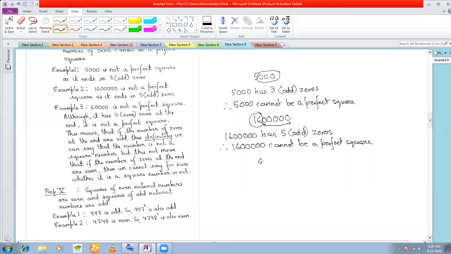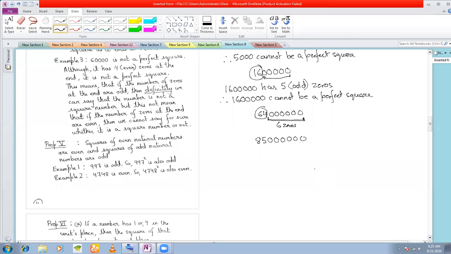What about this number? Can you tell me whether this is a perfect square or not? Is this a perfect square? Can you tell me? Yes, sir. Why? There are 6 zeros. Not only because of this, but also because there are 6 zeros, and also because 64 is a perfect square. Let me give you one more example. Let us take this number. Is this a perfect square?